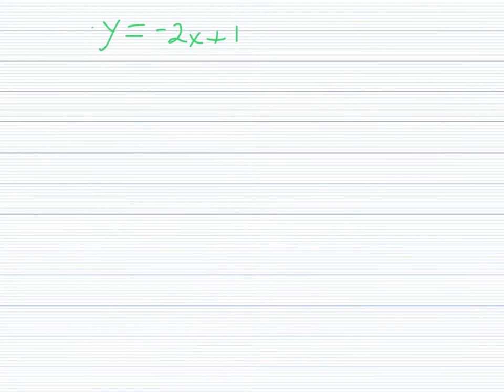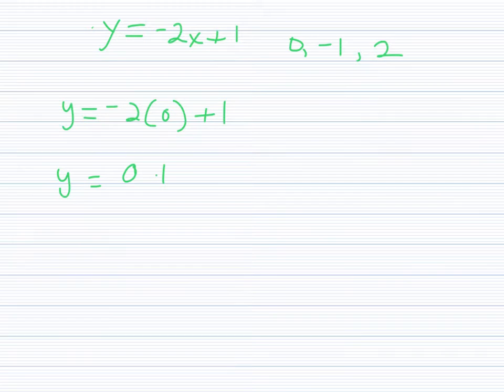Now let's find 3 ordered pairs that are solutions of this equation. I think the simplest thing would be to try the values of 0. We might try negative 1 and 2. So let's see what that does. Y equals negative 2 times 0 plus 1. Y equals 0 plus 1.